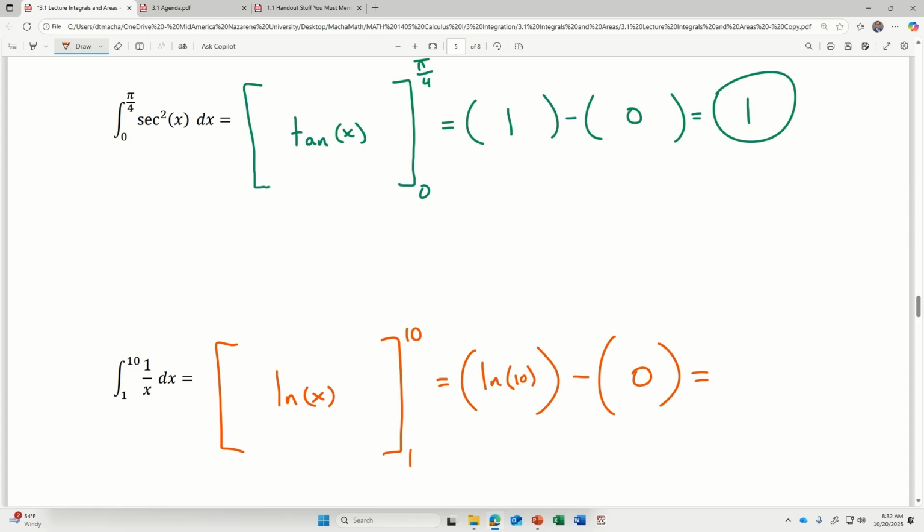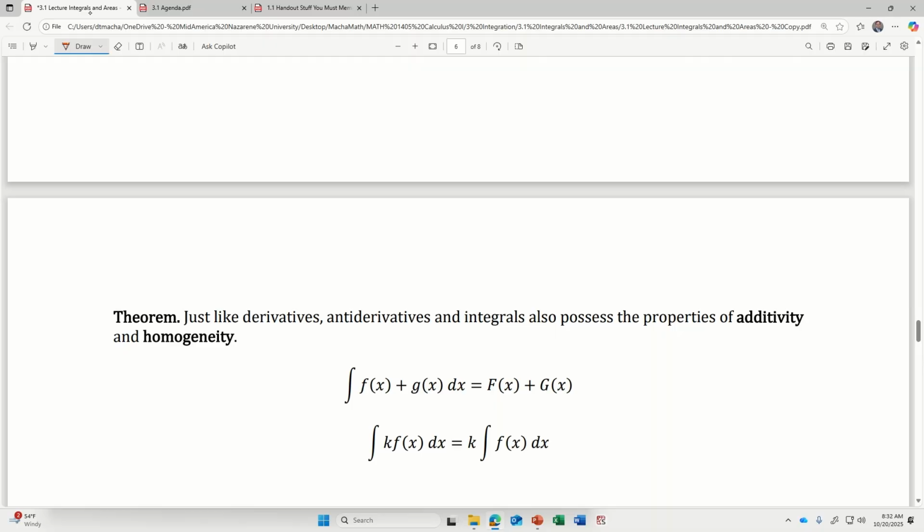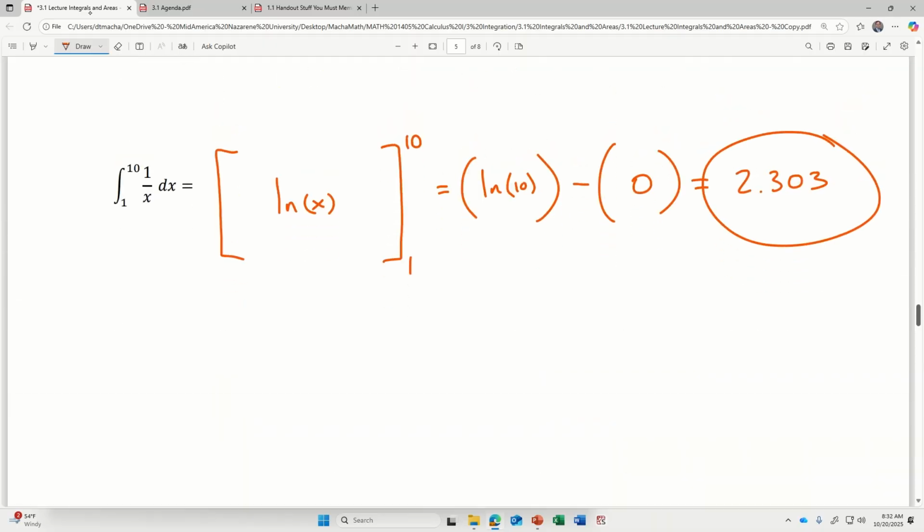And you just have to type it in your calculator, I guess, to get natural log of 10. It's 2.303. So far, so good?